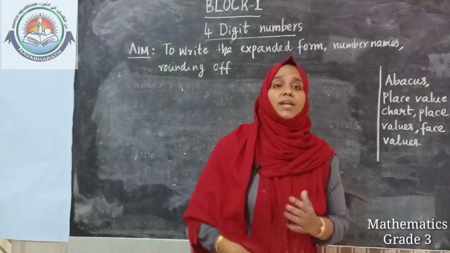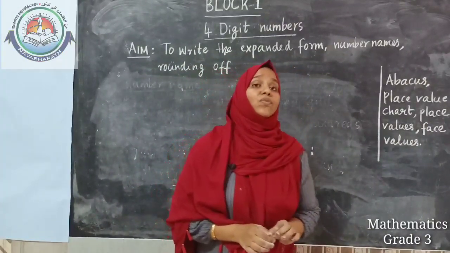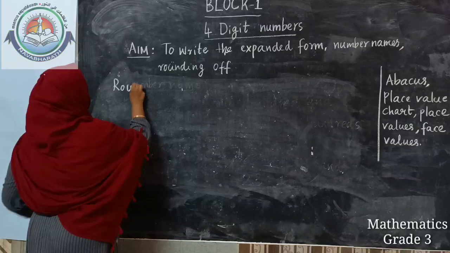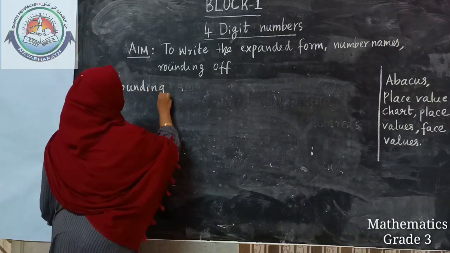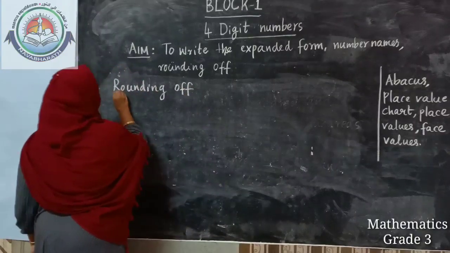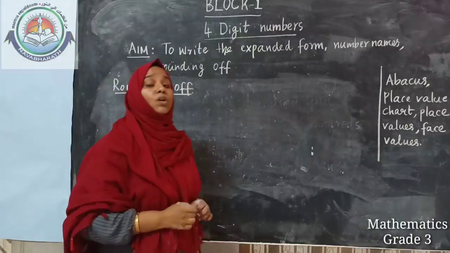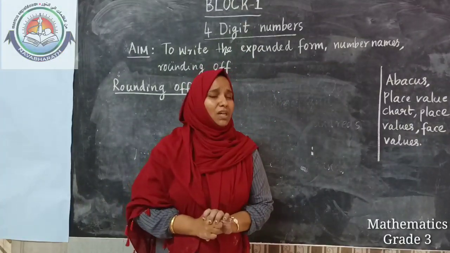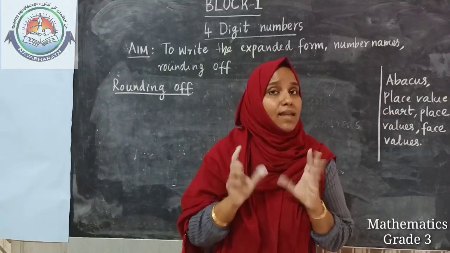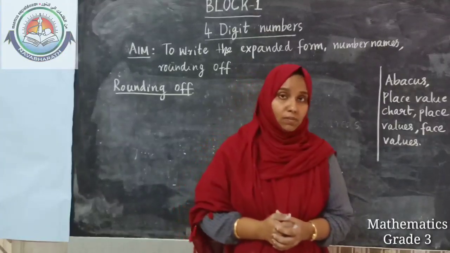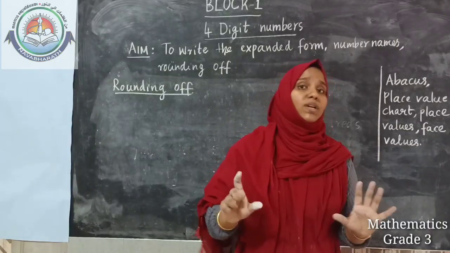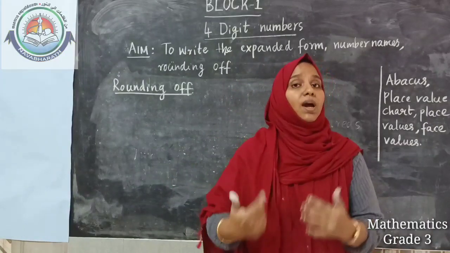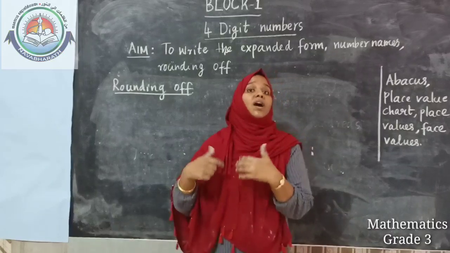Next we can study how to round off a number. Rounding off of a 4-digit number. What is meant by rounding off, children? Sometimes we don't need an exact amount when we solve problems. That time we round off the number to nearest 10 or nearest 100.